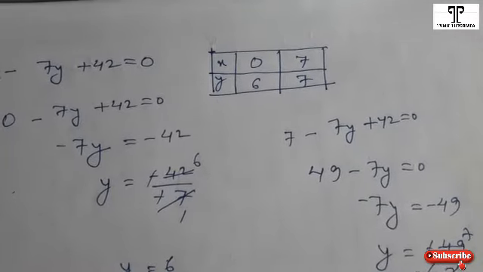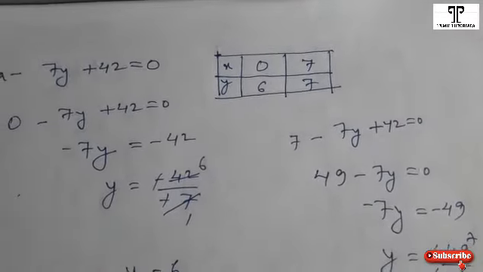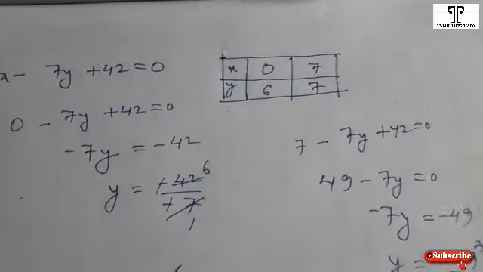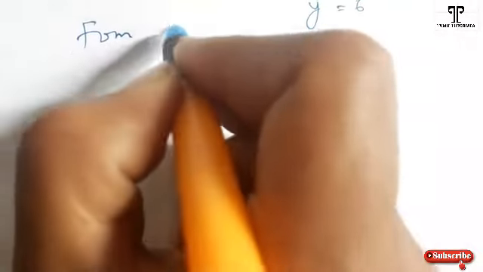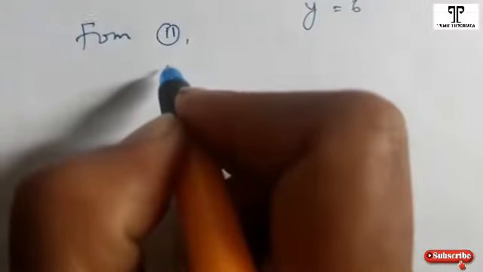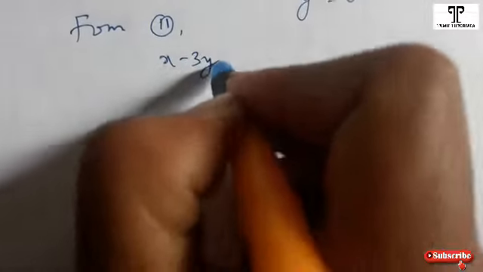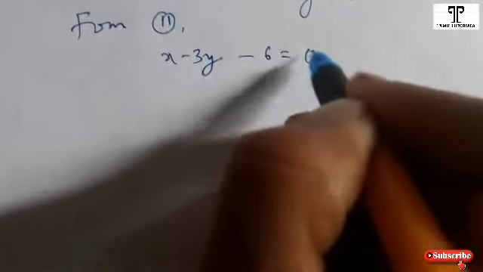Similarly, we have to find the solutions for equation 2 also. So now, from equation 2: equation 2 is x minus 3y minus 6 equals 0.